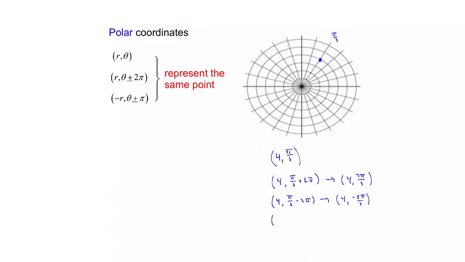Now if we want to change the r value to a negative, we would only add and subtract pi because it goes in the opposite direction. So if I wanted to do negative 4, I would take pi over 3 and add pi or subtract pi. So if I added pi, that would be negative 4 comma 4 pi over 3.